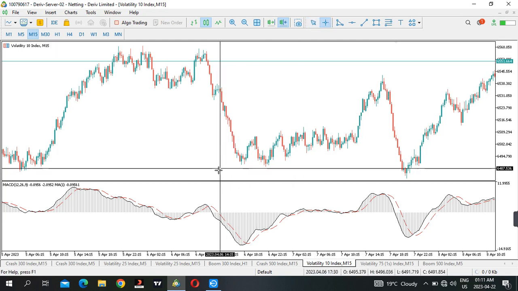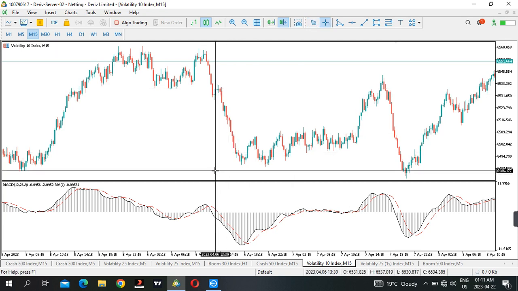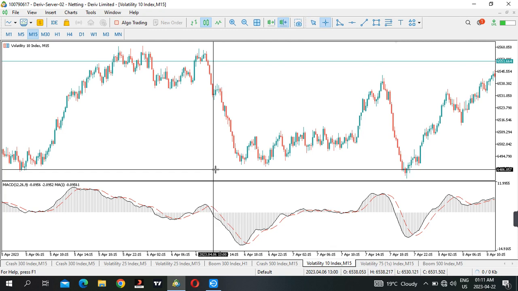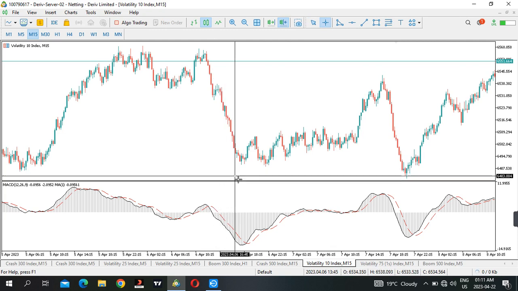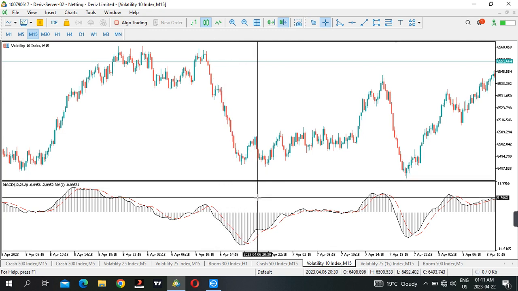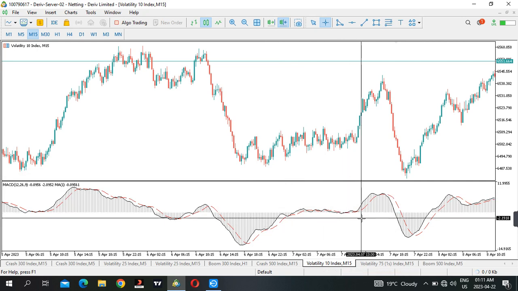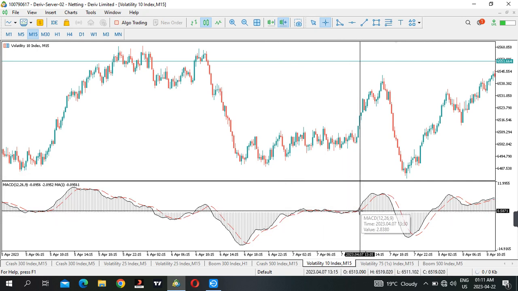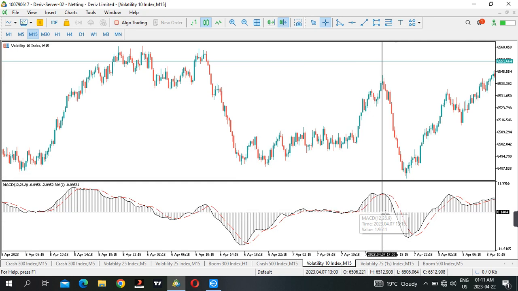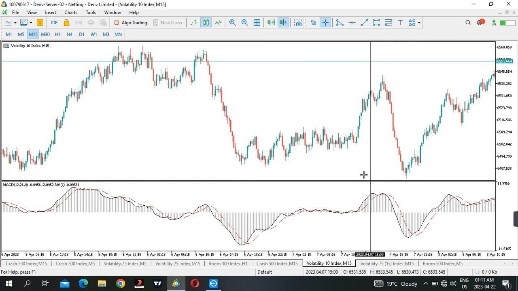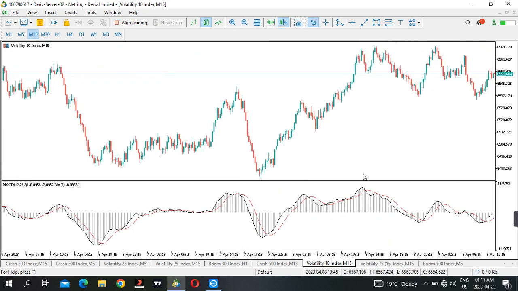For example, over here, when the MACD bars went below the level 0, as you can see, we continued to be in a downtrend. When they go above the level 0, we are in an uptrend. That's just how you generally use this strategy, to determine the trend.